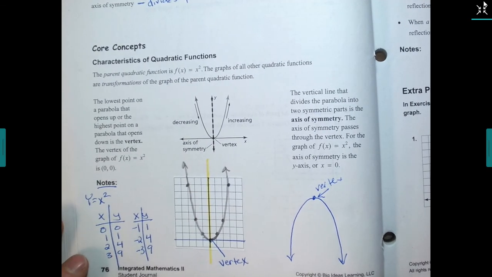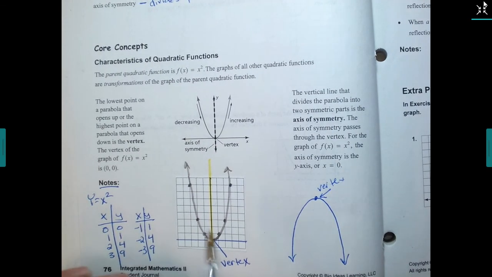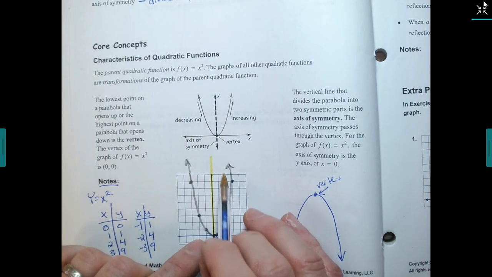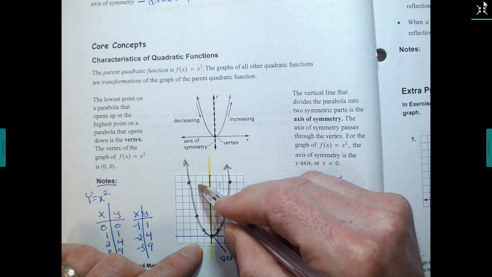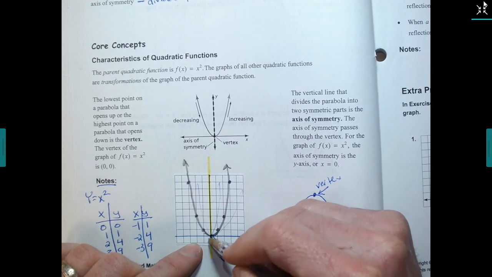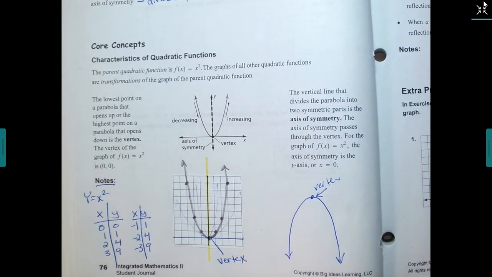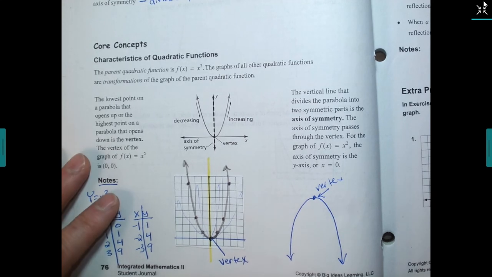All right, and that's the basic right now. What we're going to do today is we're going to do some functions that make this tighter, so your parabola ends up coming up here, or makes it wider, like that. So we're going to do some parabolas and compare it to the parent function. Okay?